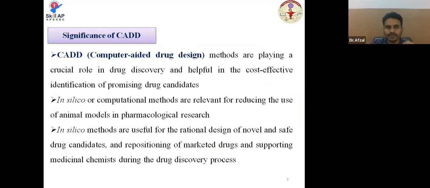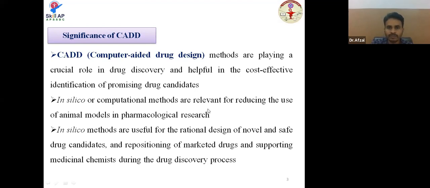If you see the significance of computer-aided drug design, computers are playing a crucial role in drug discovery, and they are helpful for identification of cost-effective drugs. That means with less cost, we are able to develop top class drugs.